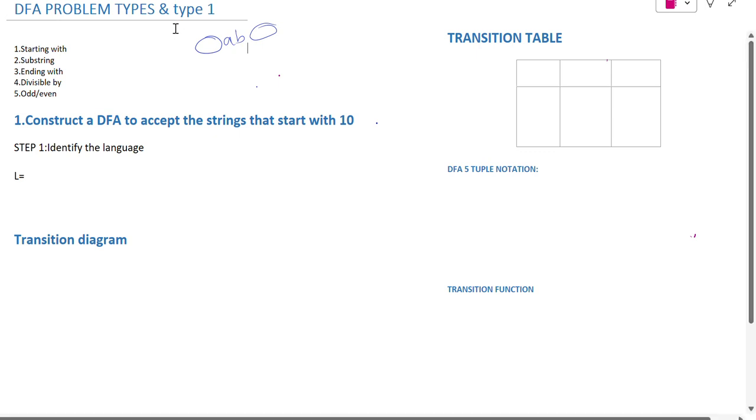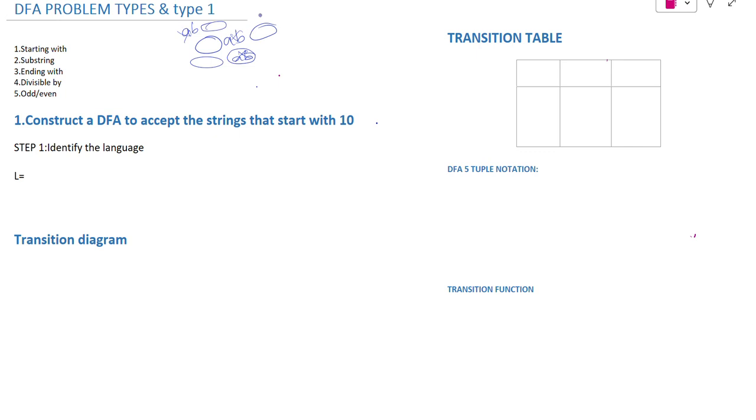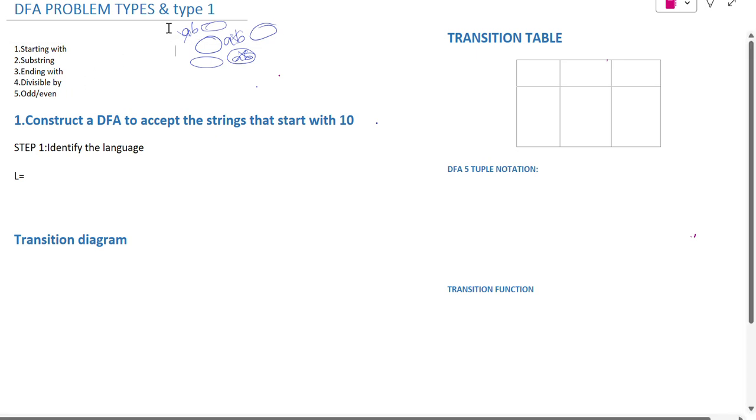The first category is starting with AB. After that you can have any combination of A and B. Ending with means you can have any combination of A and B here, and at the end it should end with AB. So this is the example. The substring given here can vary, as 01 or 001 or AAB or ABA or whatever it is.